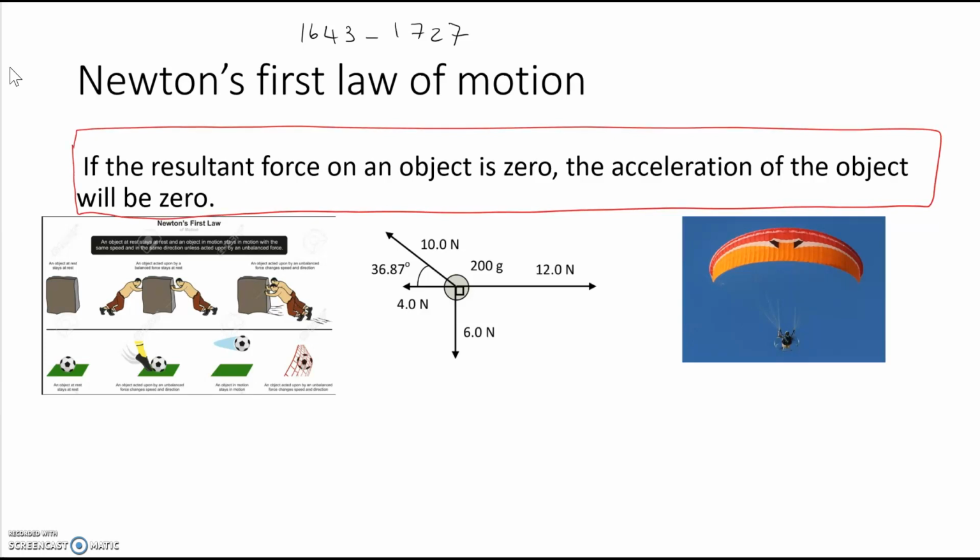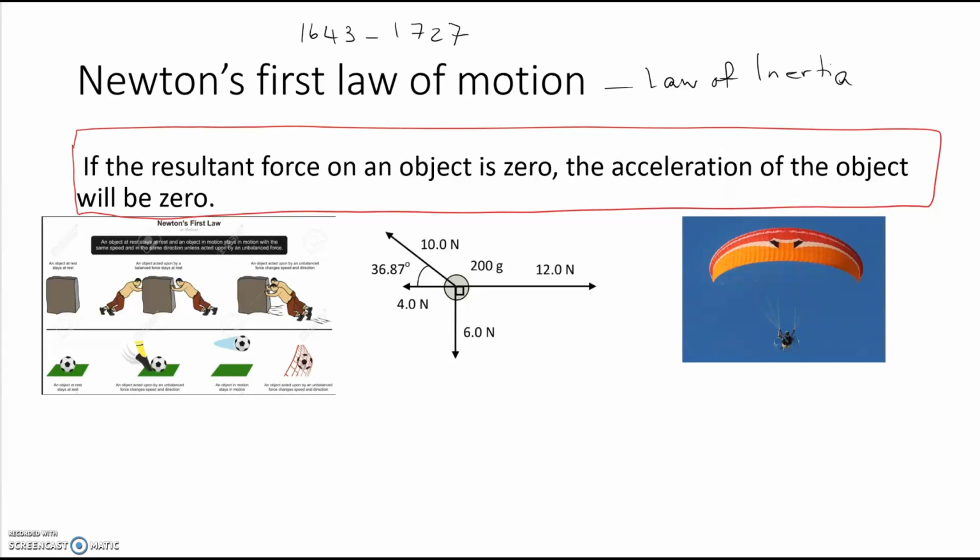That if the resultant force on an object is 0, then the acceleration is going to be 0. So an object with acceleration of 0 will either have a speed of 0, so it's not going to be moving, or it will have a constant velocity, so it's got a constant speed in a straight line. We also may call this the law of inertia. Some books talk about it as that. And it also implies that motion can exist without a force acting.